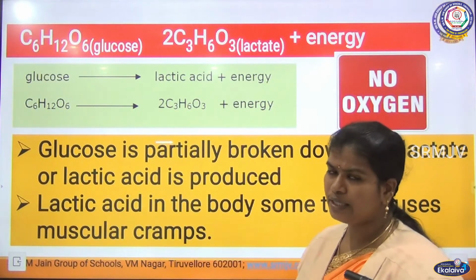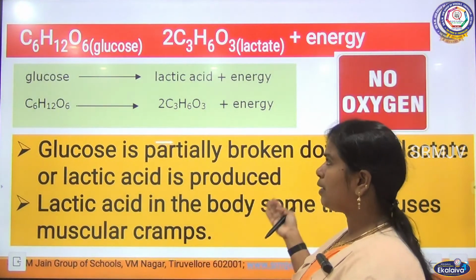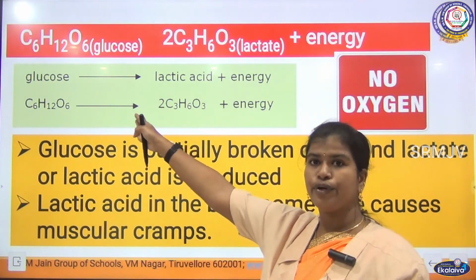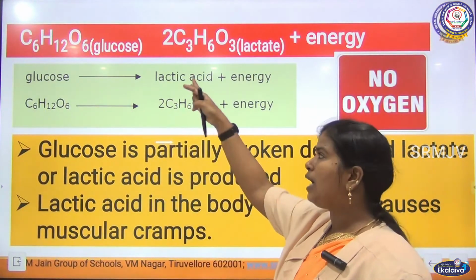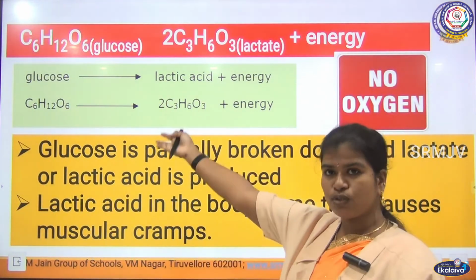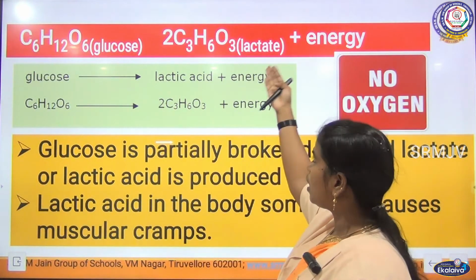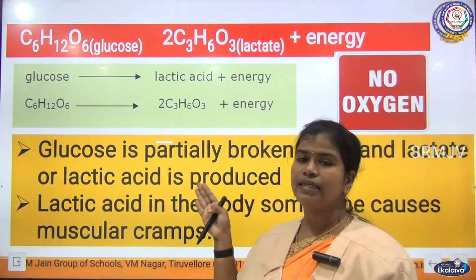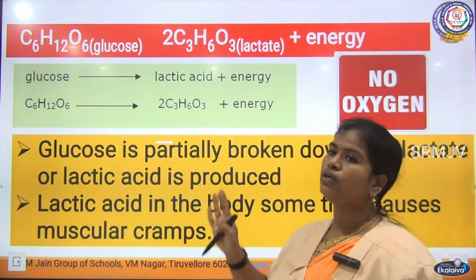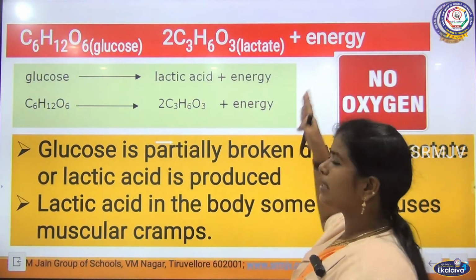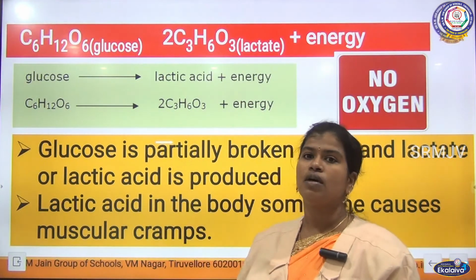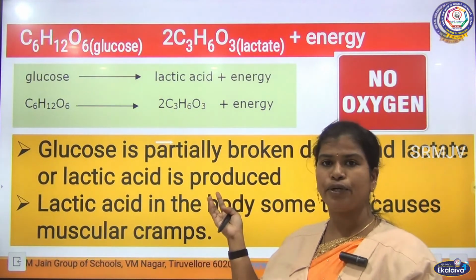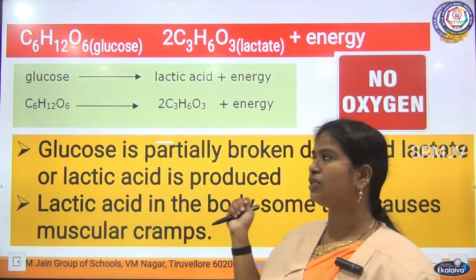So when you are doing the anaerobic respiration, this is the chemical equation. We know that glucose, as I have already told you, is the stored energy, and in the absence of oxygen it will be converted into lactate. The lactate formula is C3H6O3. So lactate is produced, and along with that energy is produced. But when you compare with aerobic respiration, obviously it will produce very little energy.